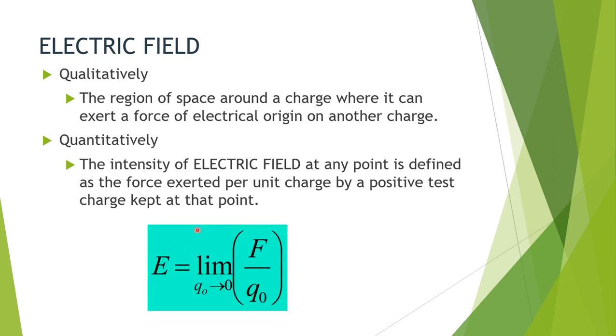This is the equation or definition of electric field intensity. The mathematical definition is E is equal to limit Q naught tends to 0 of F by Q naught. What is this Q naught? This is a unit positive test charge, a very small test charge. That's why we have used the limit here. No need to worry by seeing this. You just need to remember E is equal to force per unit test charge.